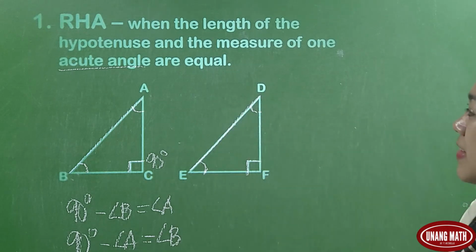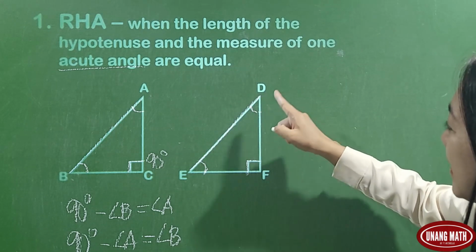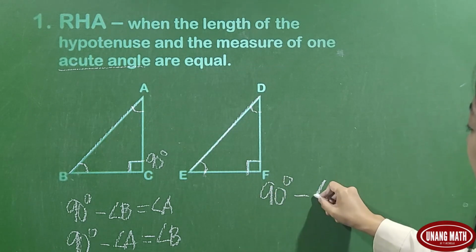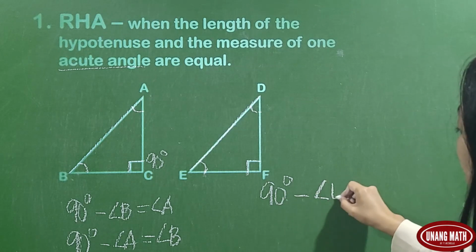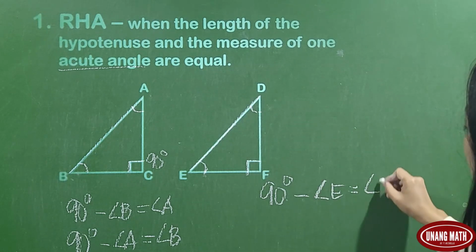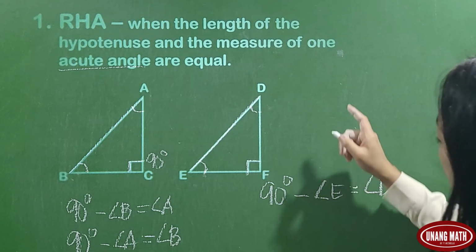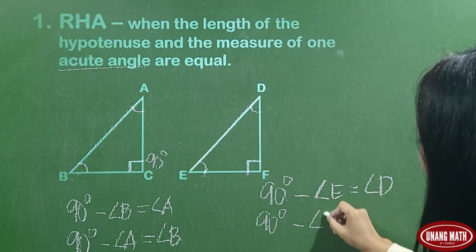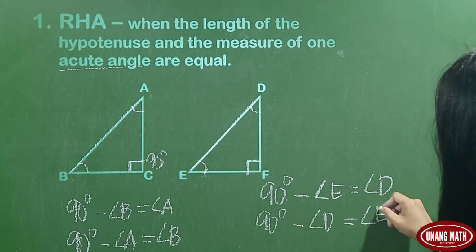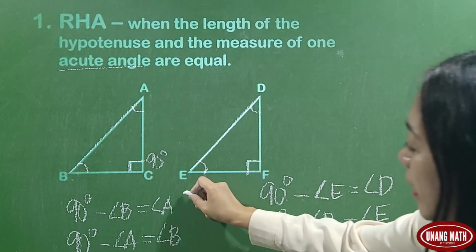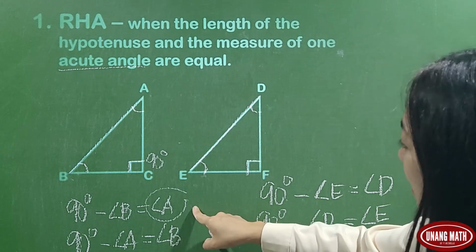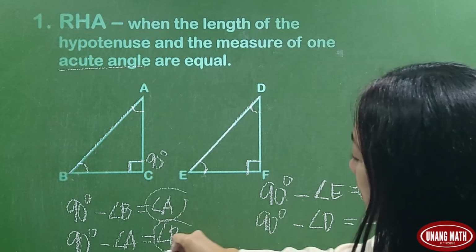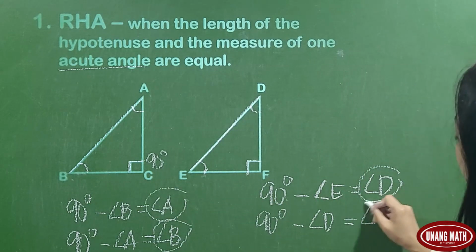What about here? It's the same thing. If we want to get the measure of angle D, it's 90 degrees minus the measure of angle E. Or if we want to find the measure of angle E, it's 90 degrees minus the measure of angle D. Here, angle A equals angle D. Angle B equals angle E.